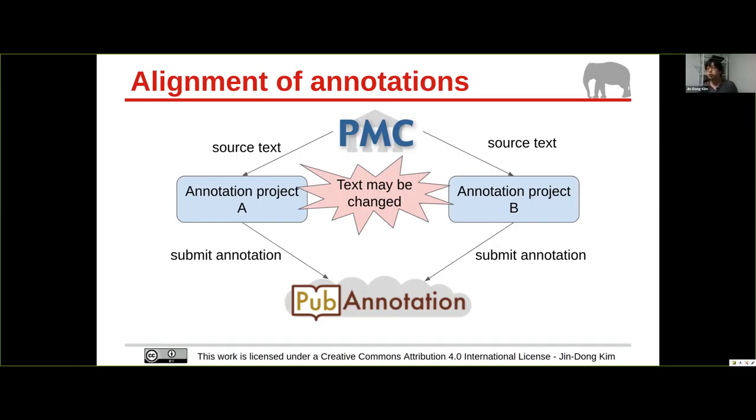And because of those non-linear structures, the results of sourcing text from PMC are not all the same to each other. And some annotation projects do pre-processing, like a representative example is some groups change Greek letters into ASCII sequences, like alpha to ALPHA. So all this kind of pre-processing can cause a change to the text. So when we collect annotation data sets from different groups, the text may be different to each other. So we have to solve the problem.